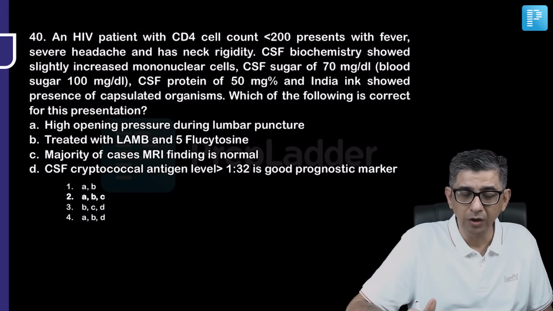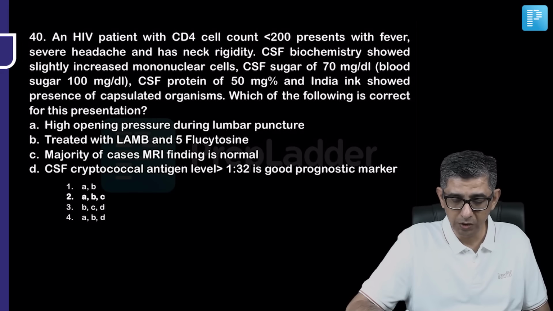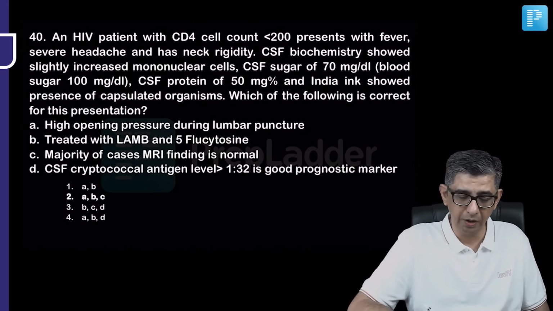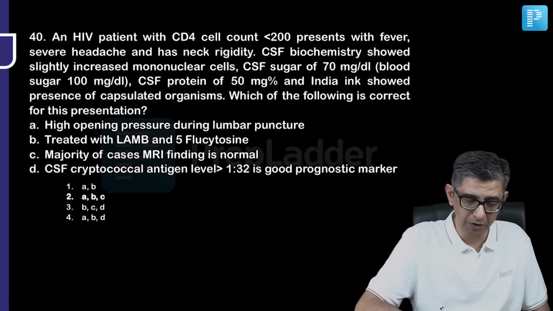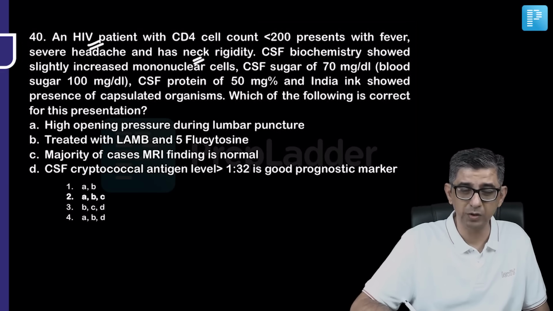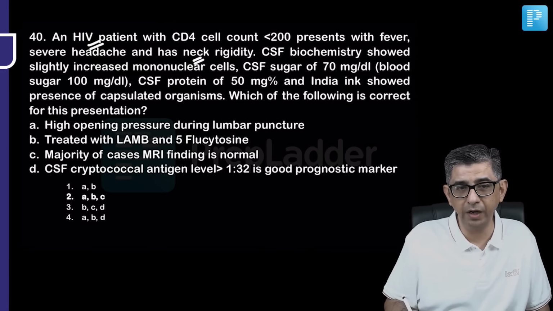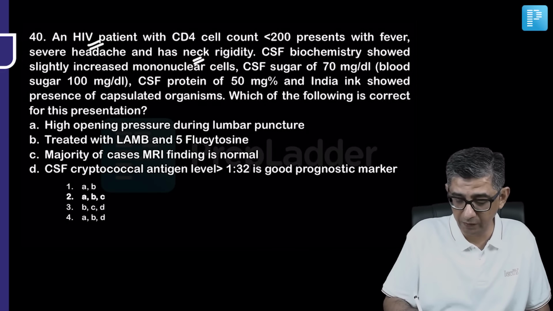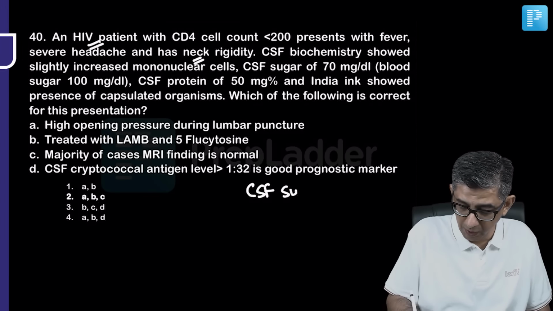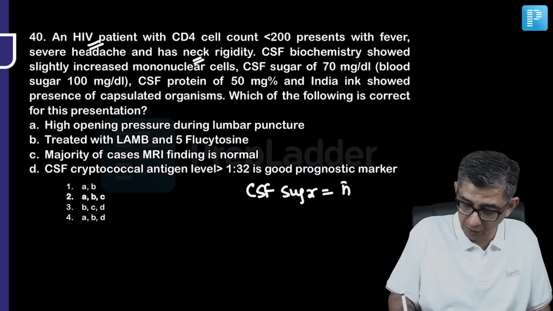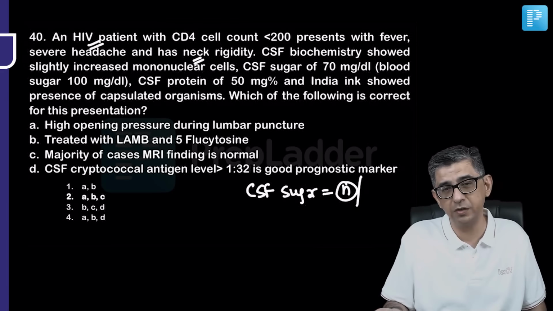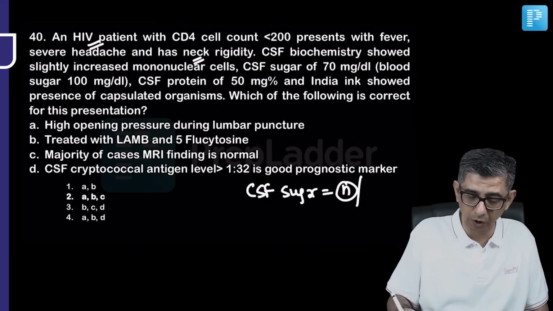Coming to the next one, he talked about an HIV positive patient with a low CD4 count. He's having nuchal rigidity. So every time you read an HIV positive patient with nuchal rigidity, you are thinking in terms of cryptococcal meningitis. The CSF sugar of the patient is 70. Blood sugar was 100 at that point of time. So luckily at the moment, maybe early diagnosis is made. There has not been a fall in the CSF sugar in this patient of cryptococcal meningitis.